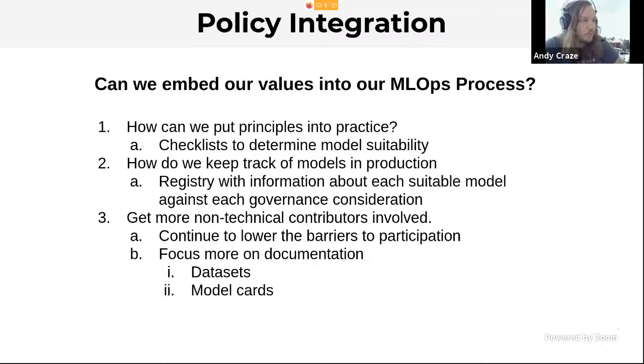The way I'm thinking about it, and the way I think some other people here at the foundation are thinking about it, is we need to have some way of embedding it and making sure that we don't try and get around actually putting these into practice. So I think checklists are a great way to determine the model suitability.